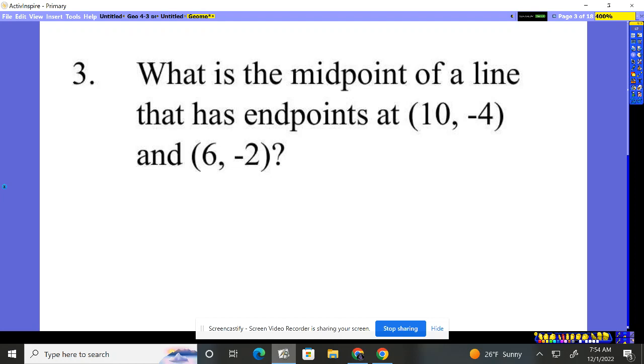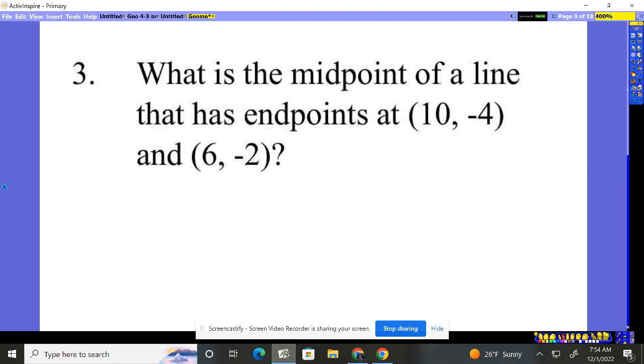Number 3, what is the midpoint of a line that has endpoints at (10, -4) and (6, -2)? Midpoint, the middle point. We want to find the middle. How do you find the middle of anything? Let's say you want to find the middle of two test scores. You add them together and divide by 2. You're just taking the average of two scores.